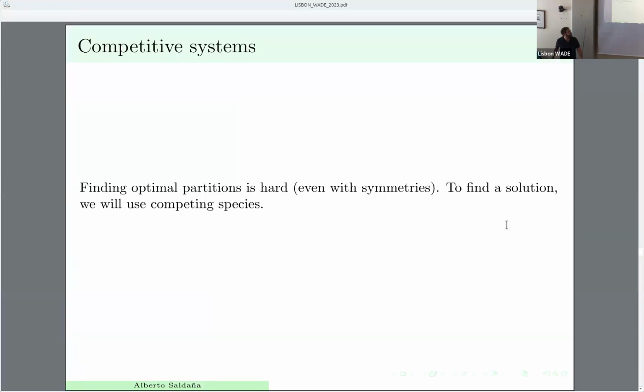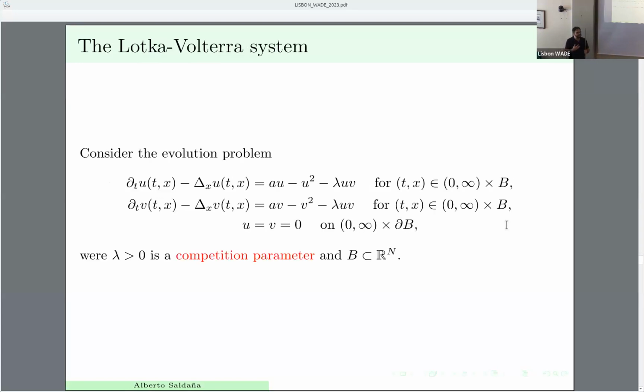It turns out that solving this kind of optimal partition problem is very hard, even with the symmetries. So to find a solution of this problem and to link it with the Yamabe problem, we're going to use competing species. I have here a numerical simulation.